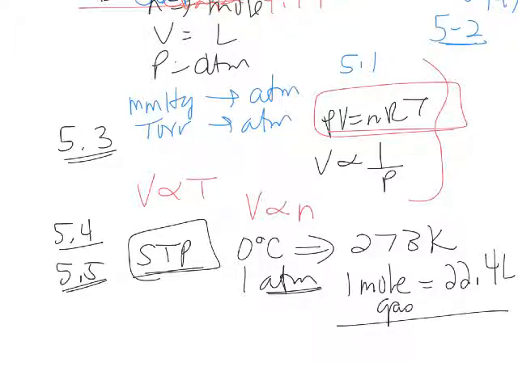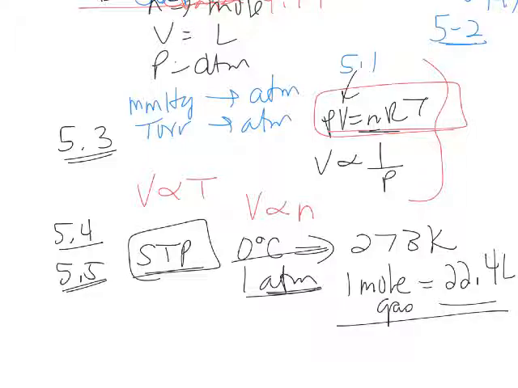Now what if you forget that? Well, you can put it in the PV equals nRT for 273 Kelvin and 1 atmosphere and 1 mole for n. And you can solve for volume. Okay? And you would get 22.4 liters.